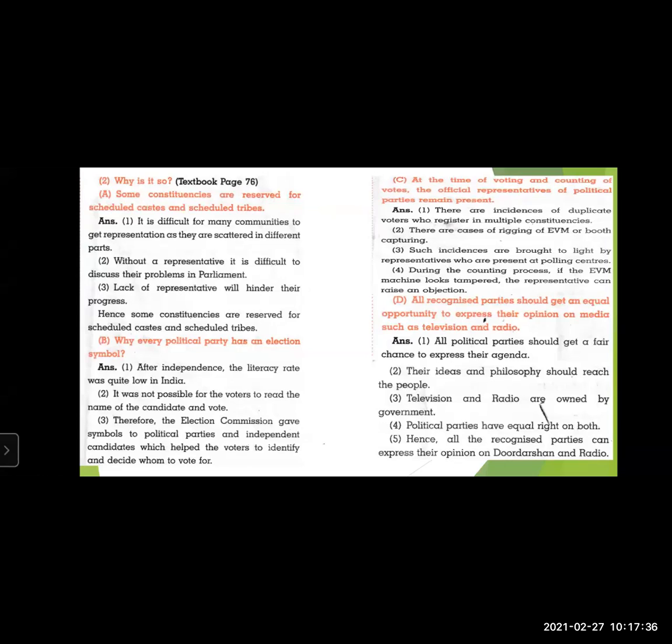Then the next question is, all recognized parties should get an equal opportunity to express their opinion on media such as television and radio. Recognized means approved political parties. Why is it so? All political parties should get a fair chance to express their agenda, which means the list of things they want to do, their ideas and philosophy, so that their beliefs reach the mass of people. They can use mass media, that is television and radio, which are owned by the government: for television, Doordarshan, and for radio, Akashvani. The political parties have equal right on both. Hence, all recognized parties can express their opinion on Doordarshan and radio.